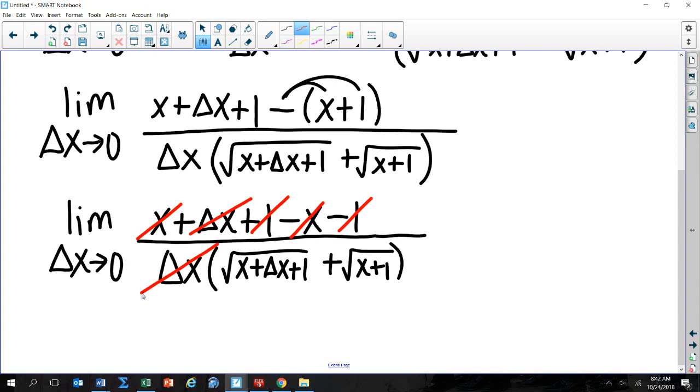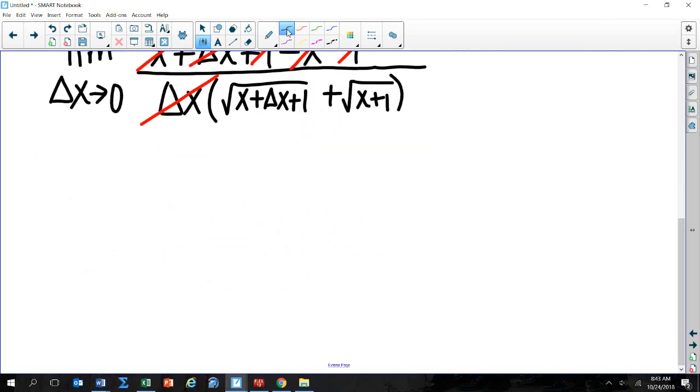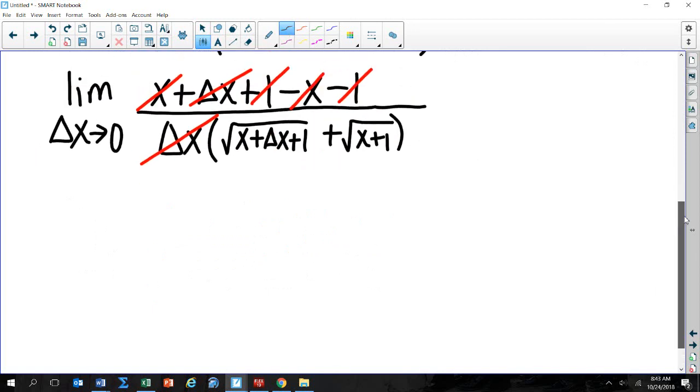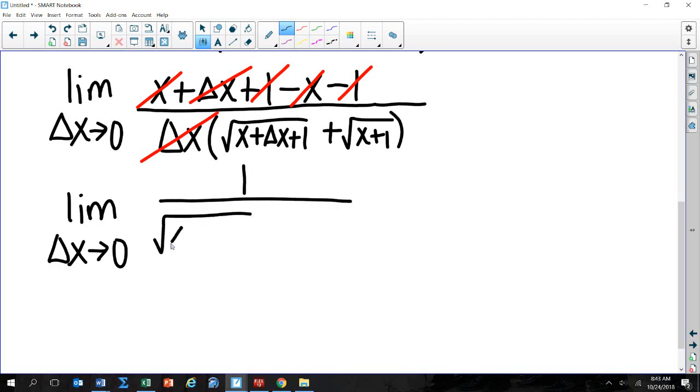So what's left in the numerator? 1. Okay, there's still something left in the numerator. It's not like your fraction just goes away. You still have a fraction here. So make sure you're still writing this as a fraction. 1 over this awful conjugate. Ew.